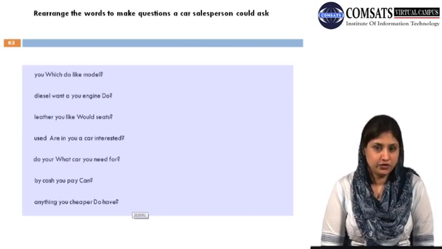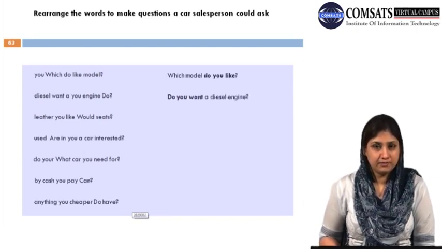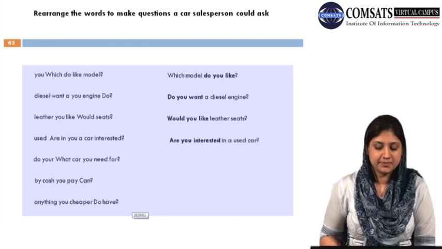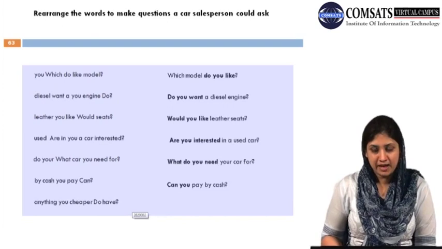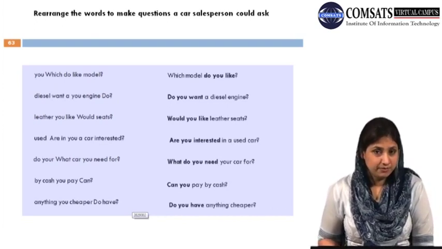How will you ask this question? Which model do you like? Do you want a diesel engine? Would you like leather seats? Are you interested in a used car? What do you need your car for? Can you pay by cash? Do you have anything cheaper?